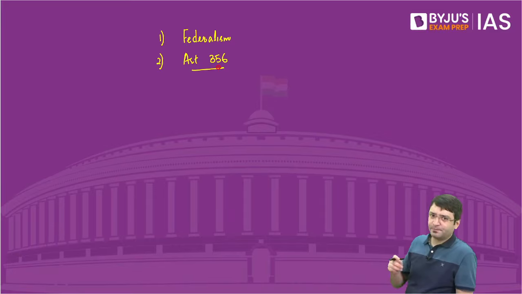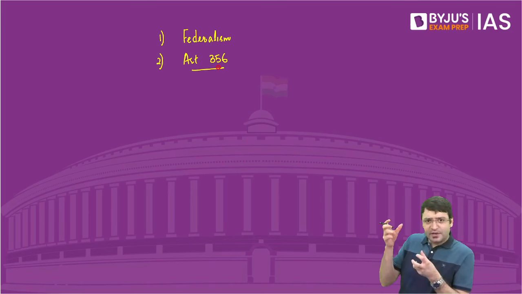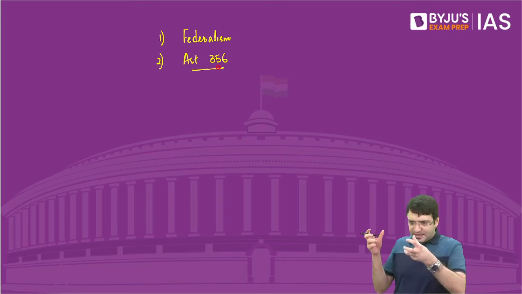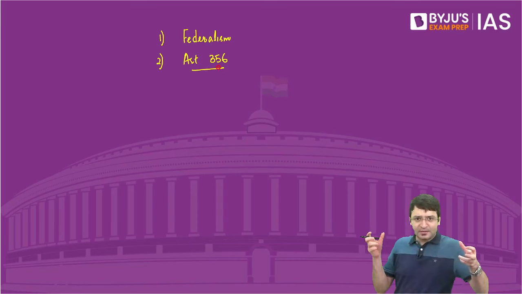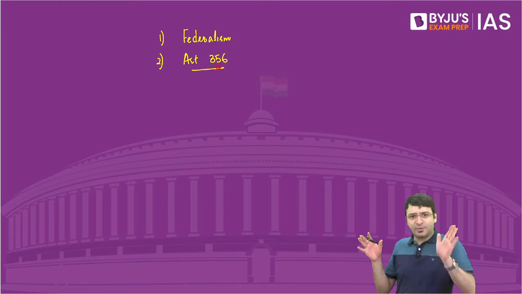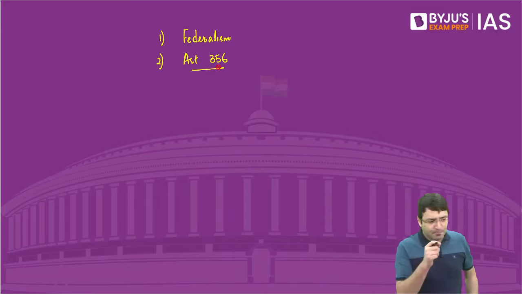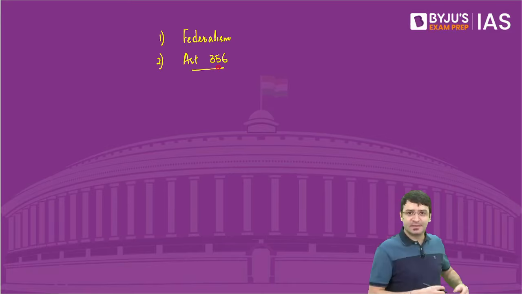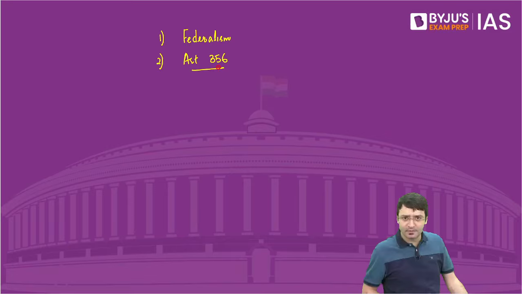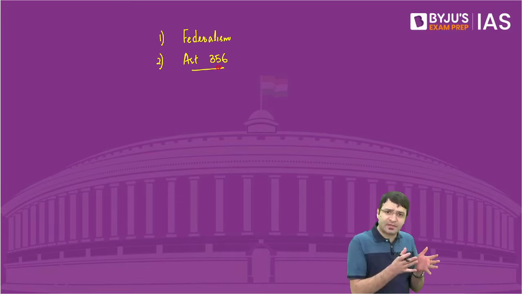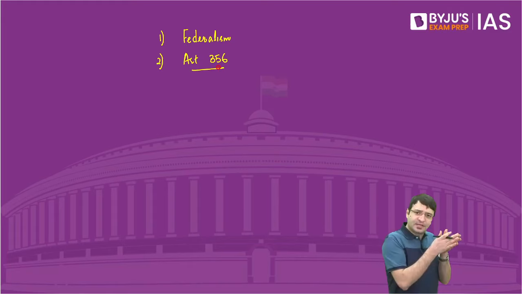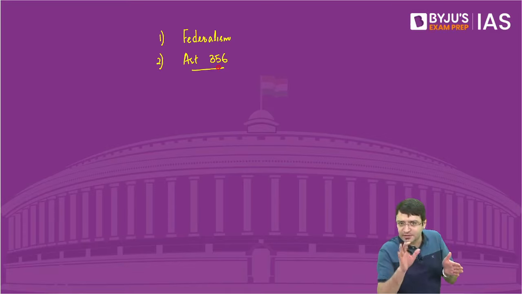Listen to me carefully. What is a unitary constitution? All the powers are concentrated with the center. Center can create a state for administrative convenience, can dissolve that state for administrative convenience as well. All the powers are with the center. But in a federal polity, what happens? There is distribution of powers. Clear? Distribution of powers in a sense, some powers given to the center, some powers given to the states.